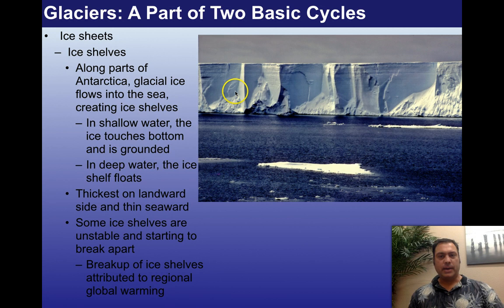Okay, so back to our ice shelf. We can see where the calving events have created this nice cliff on this floating ice shelf here. And of course, this is intuitive, thickest on land, or thickest landward side, and thin on the seaward side, right? So in other words, as it moves towards the ocean, it tends to get thinner. Some ice shelves are unstable and start breaking apart, and the breakup of ice shelves is attributed to regional global warming. A lot of places we see this, where the ice shelves are actually breaking faster than the new ice can come in and replace it. So as a consequence, the ice shelves are breaking up and getting smaller over time.